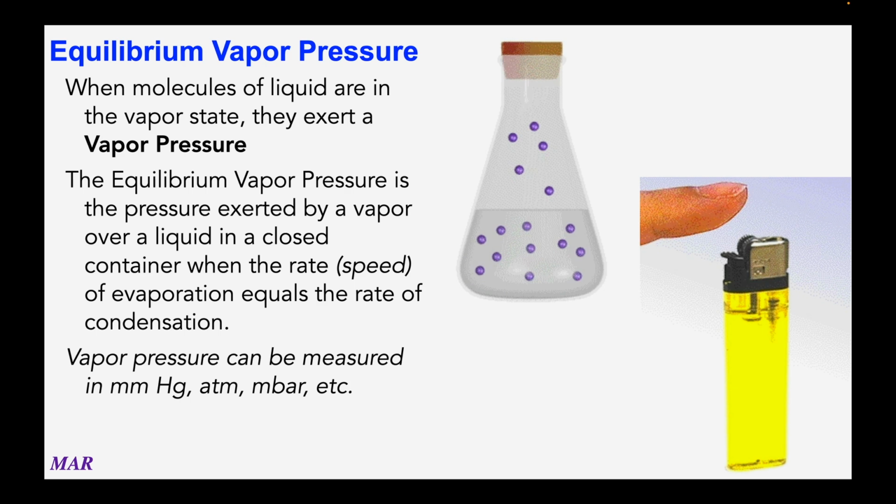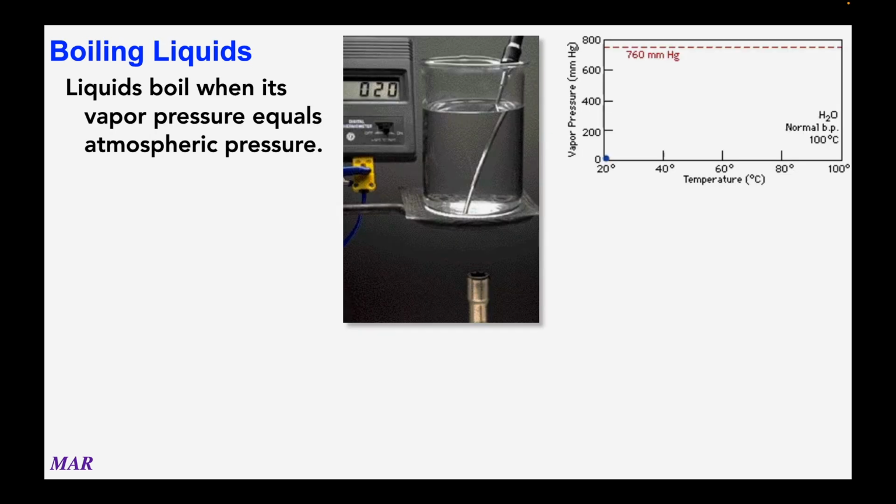So we'll use millimeters of mercury, we'll use atmospheres, millibars, all those things we used in the gas chapter to measure it. But again, remember that all liquids will have a little bit of vapor pressure over them, which is kind of interesting. As heat is added to a beaker of water, the vapor pressure of the water increases, thereby increasing the rate of evaporation.